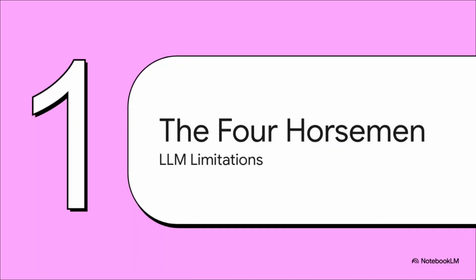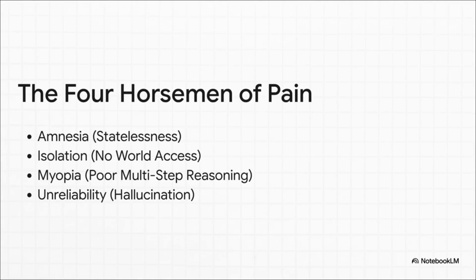And that brings us to what developers started calling, pretty dramatically, the 4 horsemen of pain. These are the 4 big, fundamental challenges that you hit immediately when you try to take an LLM from being a cool demo to being a real production-ready application. Okay, so what are they? We've got amnesia, isolation, myopia, and unreliability. Each one is a critical missing piece of the puzzle. Let's break them down one by one.